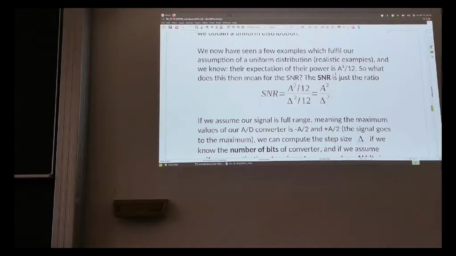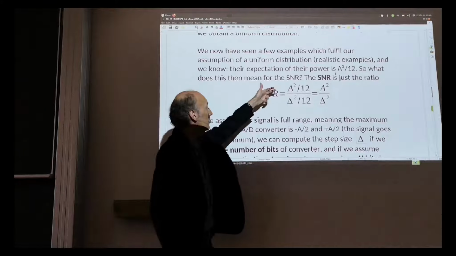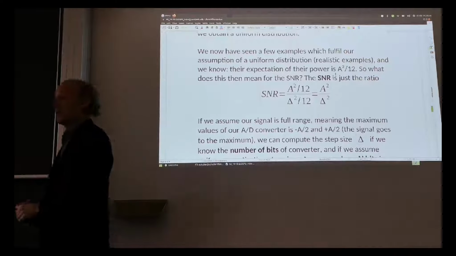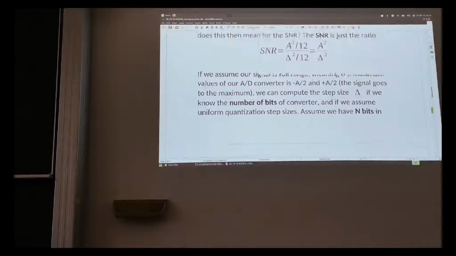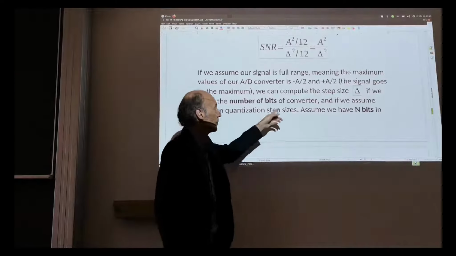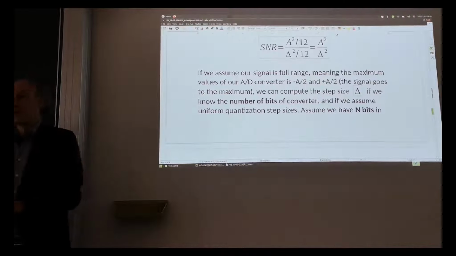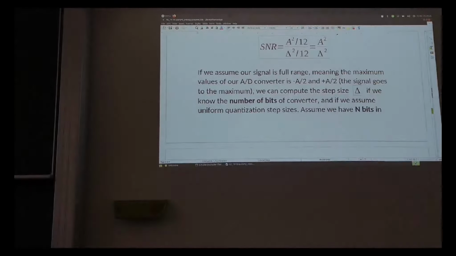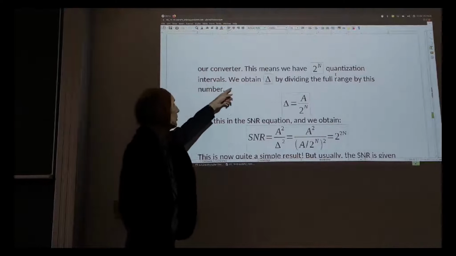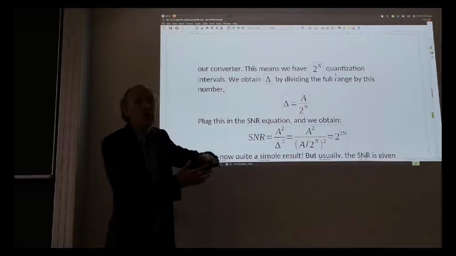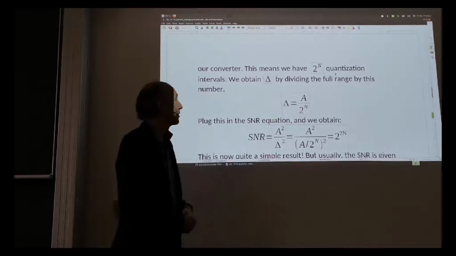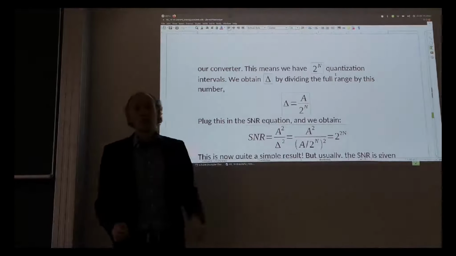So that means we have an SNR of signal power divided by quantization error power. Here the 12 cancels, so what's left is A squared divided by delta squared. And now we can reformulate it into the number of bits that we have. So instead of using delta, we use the number of bits. We know if we have n bits, we have 2 to the n quantization intervals. And that means we obtain delta by just dividing our range from plus A over 2 to minus A over 2, so we have a range of A, and divide it into 2 to the n intervals, and just substitute delta by this expression.